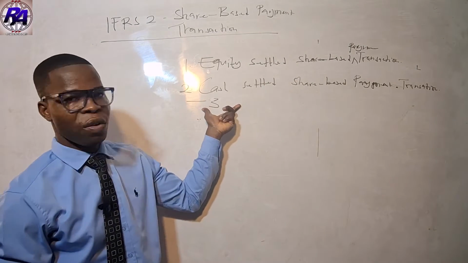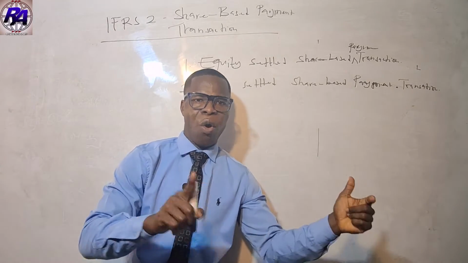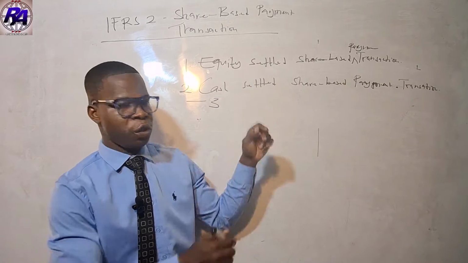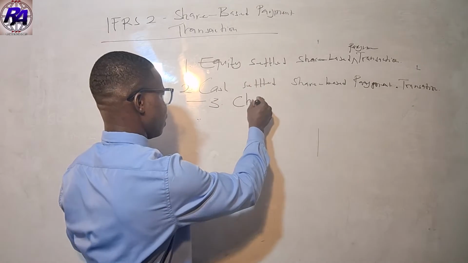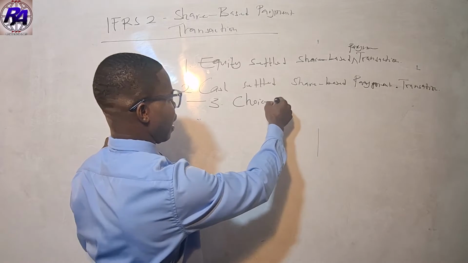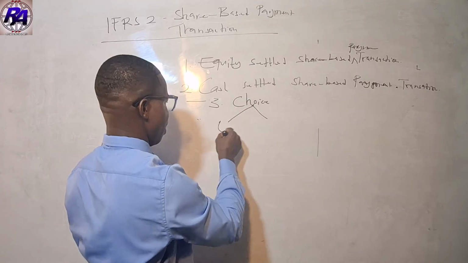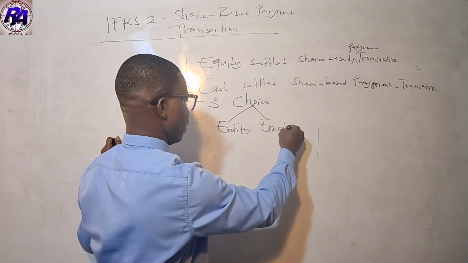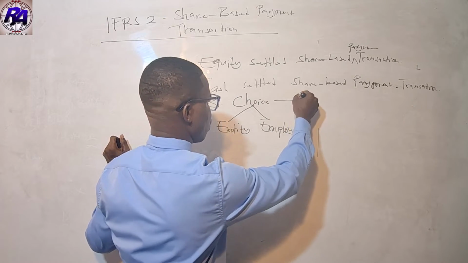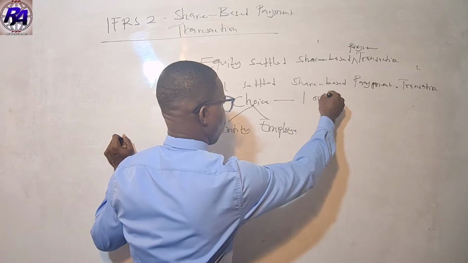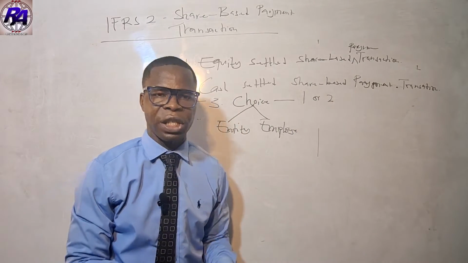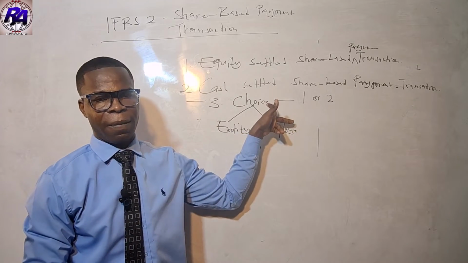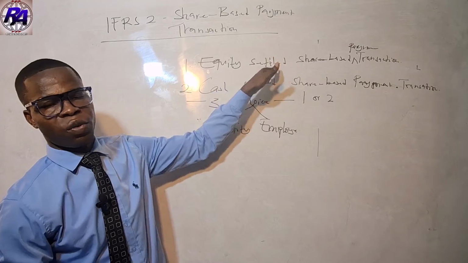And also the third one is when the employee or the entity has the choice to choose between the two. So let's mention here we have the entity and the employee having the choice to select between one or two in accounting for a share-based payment transaction. When that happens, then we are going to the third type, when the entity has the choice to select between these two.